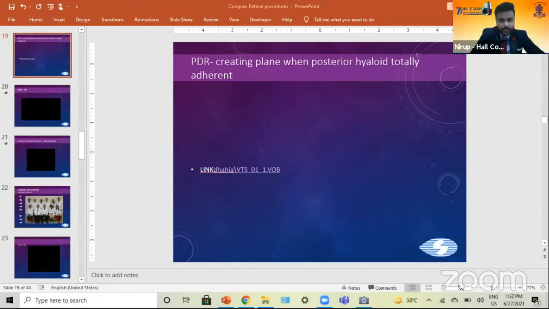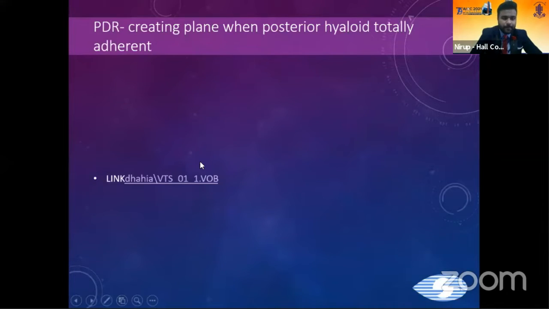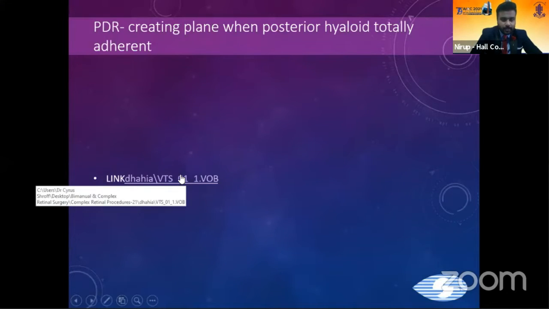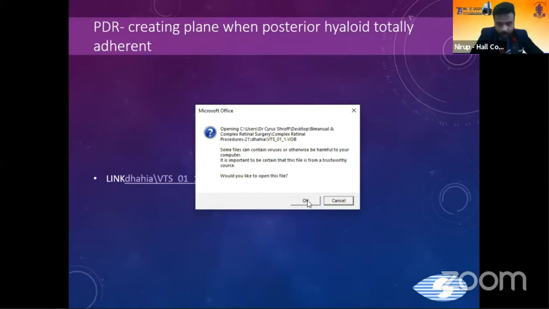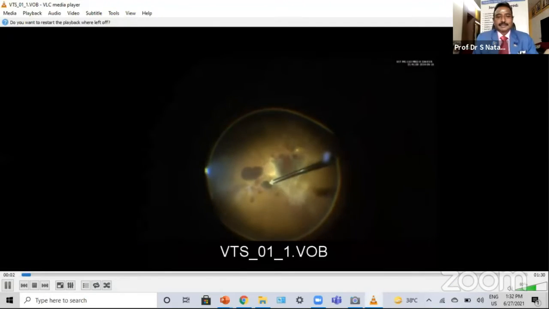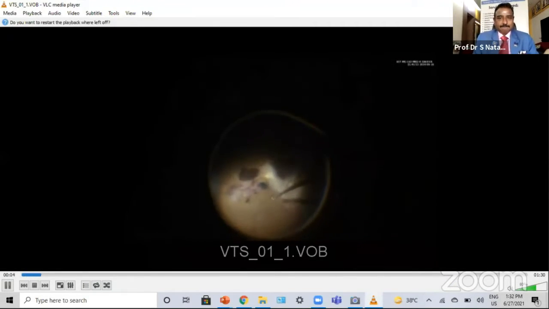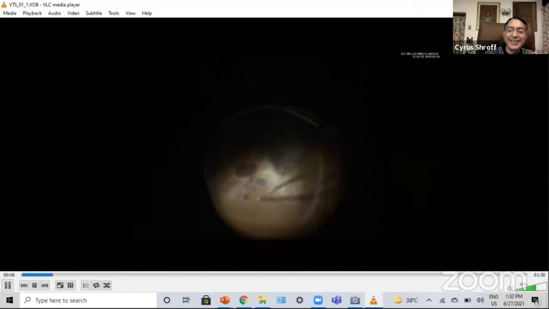Yes, just click on the link that's there, and that might redirect you to the VLC media player from where the video will be played. Yes, just click on that. That's what I had done the first time. Okay, so what happened is just click on OK. Now it's playing. Okay, good. Thank you.